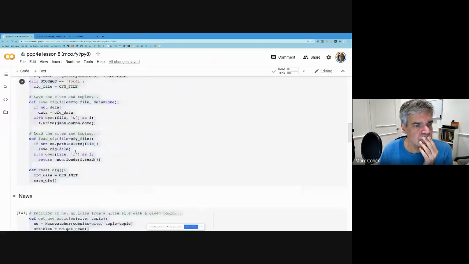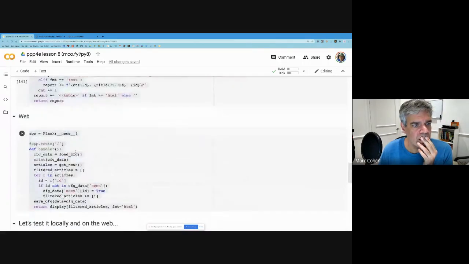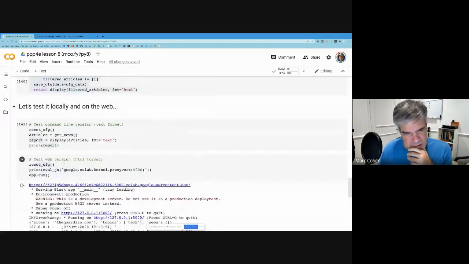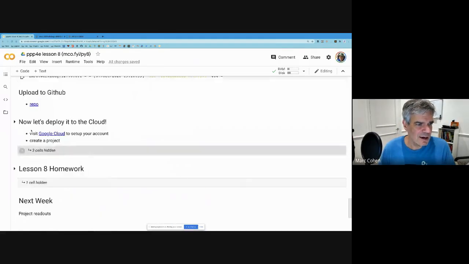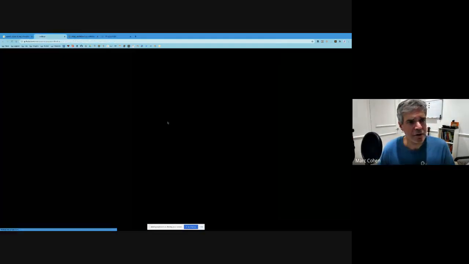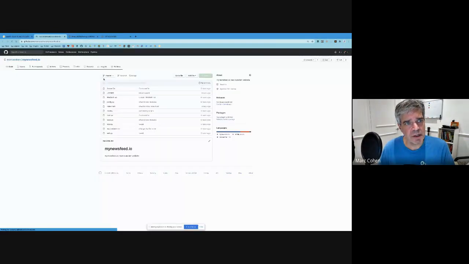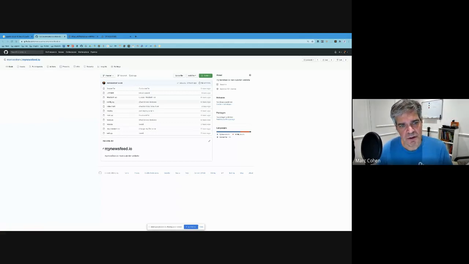I said I was going to try to deploy this to the web. Let's see if I can do it in 10 minutes. First of all, I put all this code in a GitHub repo. And if you don't know what GitHub is, it's kind of a coder's website for collaborating with other people. So here's my code. I put it up in a site called mynewsfeed.io, which is the domain name I'm going to use for the web page that I put this on.